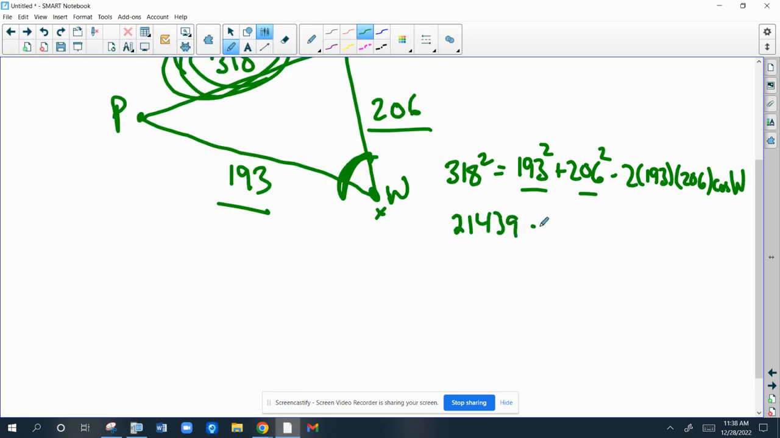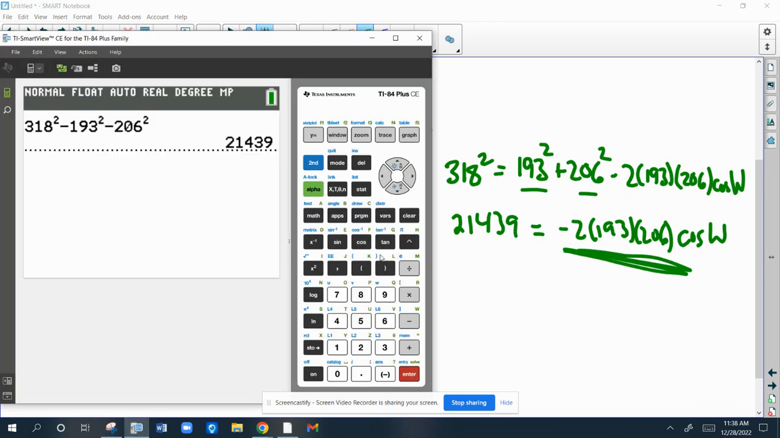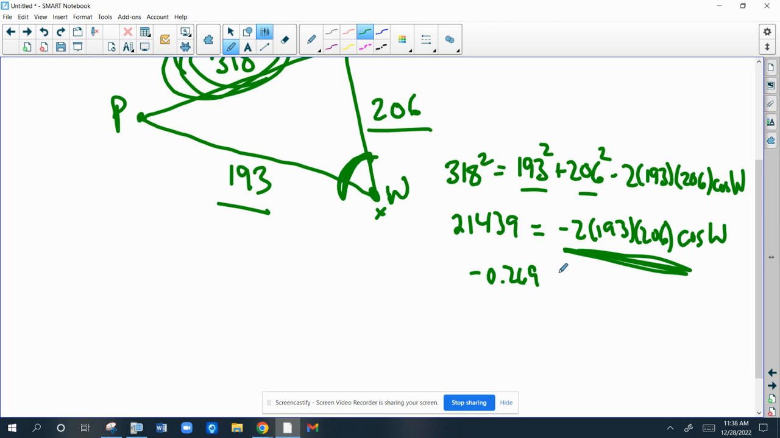21,439 equals negative 2 times 193 times 206 times cosine of W. Then I'm going to divide the left-hand side by all of this. So it's already on your calculator. So just hit divide, and in parentheses, the negative 2 times 193 times 206. And that's going to be negative 0.269. Don't worry about the number of decimal places on that because we're going to use the number in our calculator.